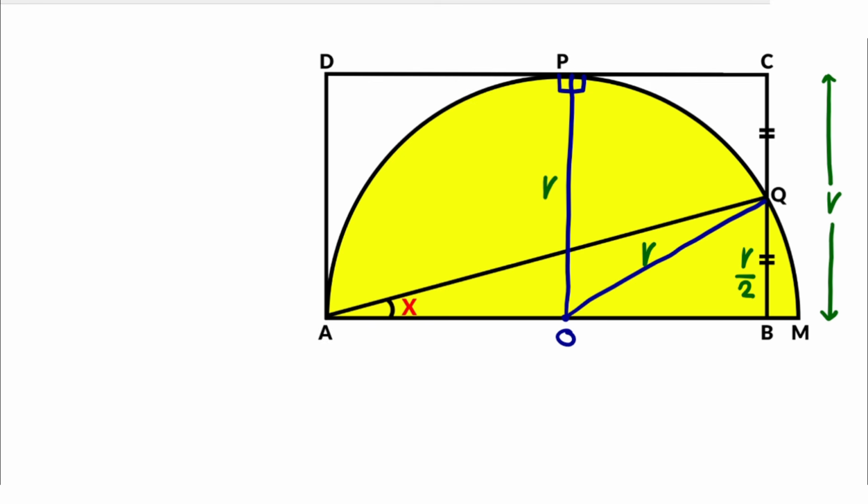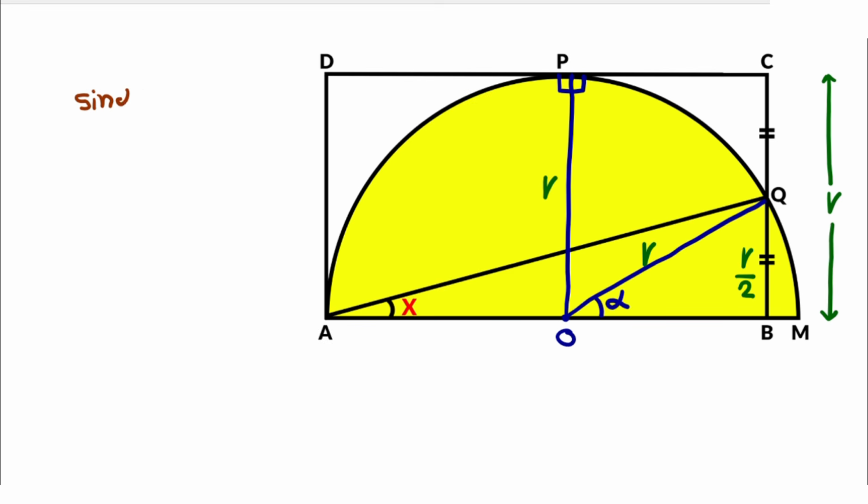Look at right triangle OBQ. Let's call the angle at O alpha. Using the definition of sine, sine of alpha equals the opposite side divided by the hypotenuse. The opposite side is BQ, which is R divided by 2. The hypotenuse is OQ, which is R.